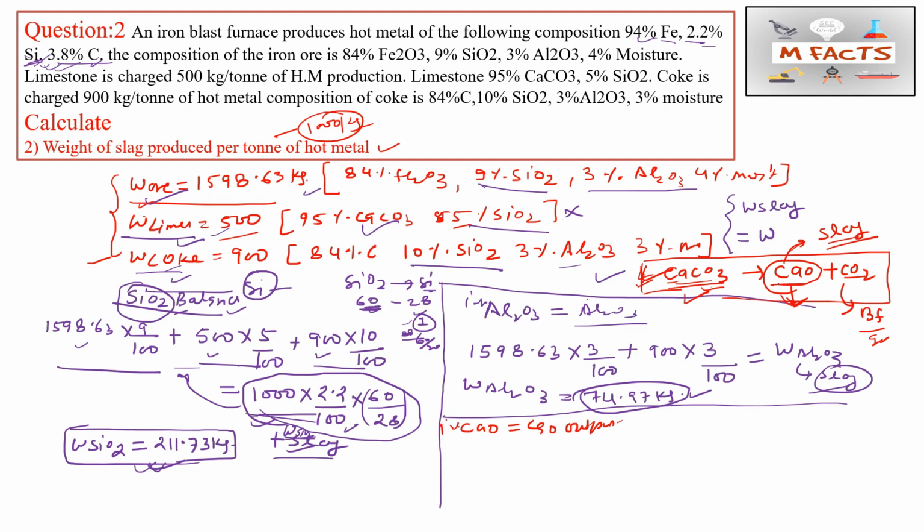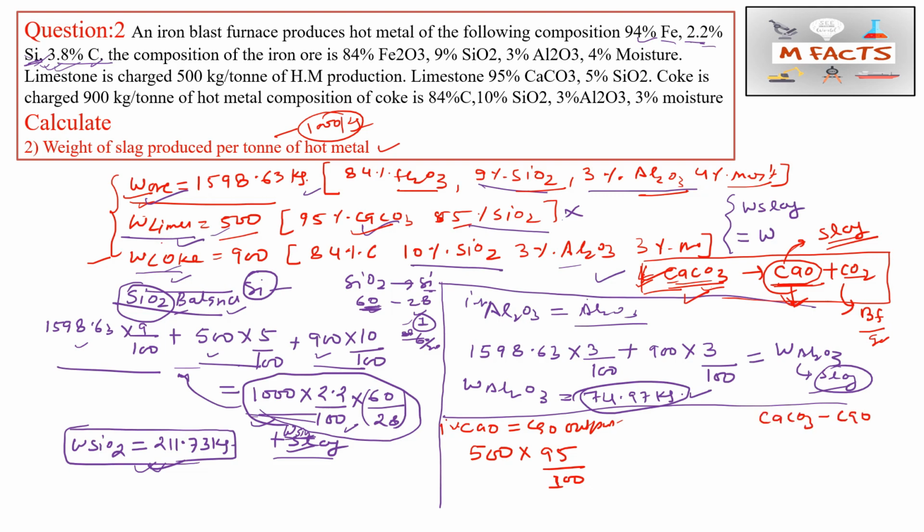So in input, from where are we getting CaO? In iron ore we are not getting CaO, because this is Fe2O3, this is SiO2, this is Al2O3, this is moisture. In lime there is CaCO3. The weight of lime is 500, and in this lime we have 95% CaCO3, but this CaCO3 is not going into the slag or another product. So the CaCO3 is not going exactly, the CaO will go exactly. So we can say that this CaCO3 will produce CaO.